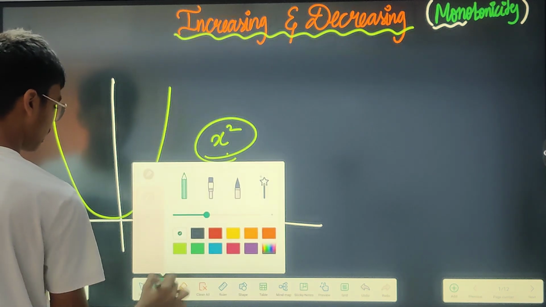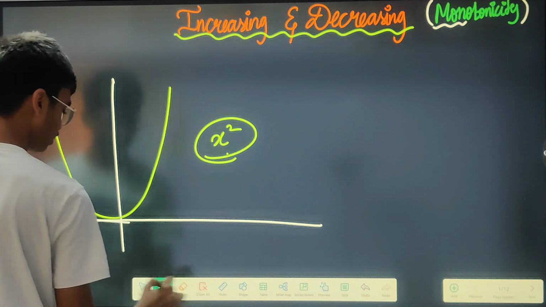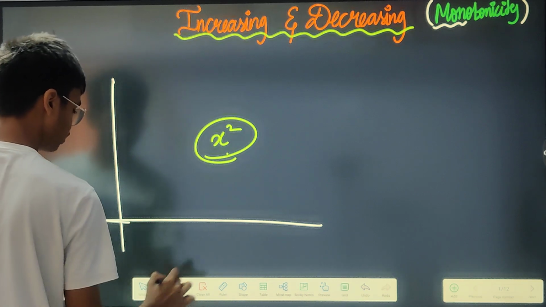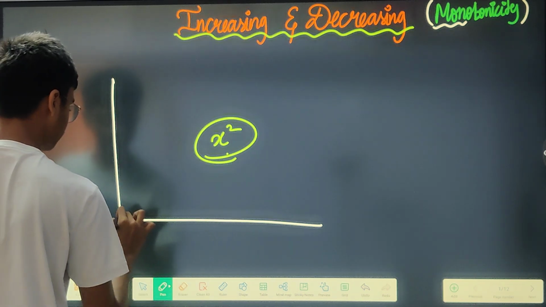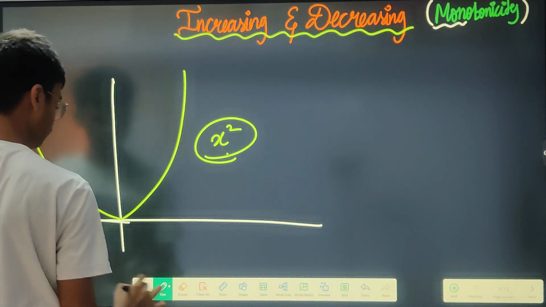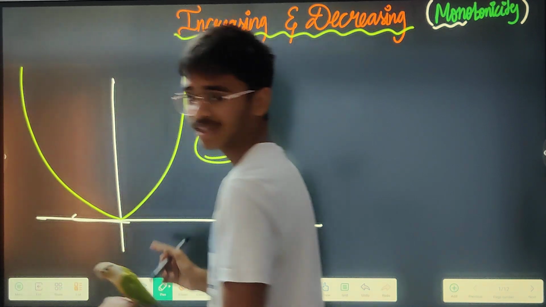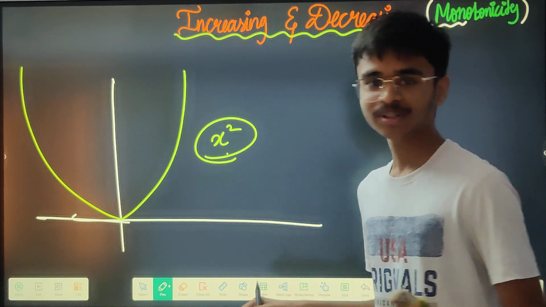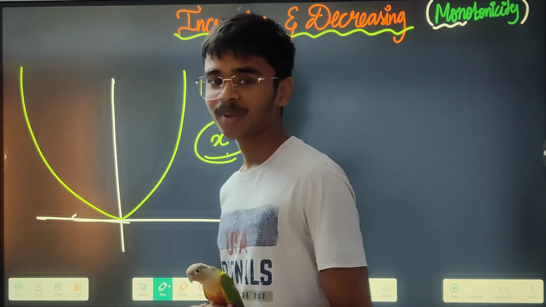So you are having it like here. For some reason, I cannot even draw a parabola. Okay. It is saying that the parabola is not looking good, and that he can draw better than me.